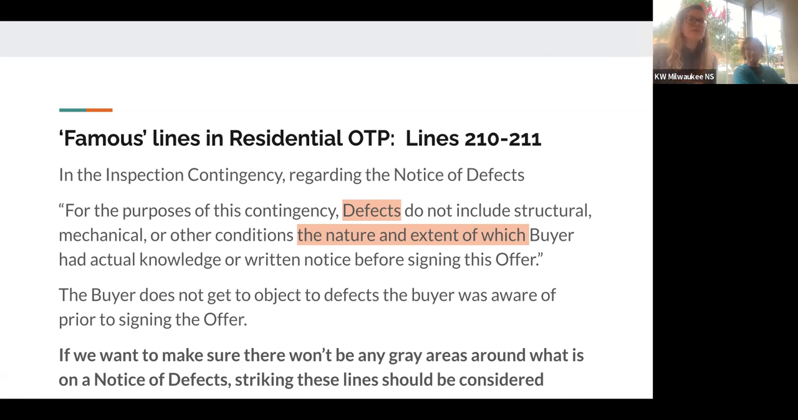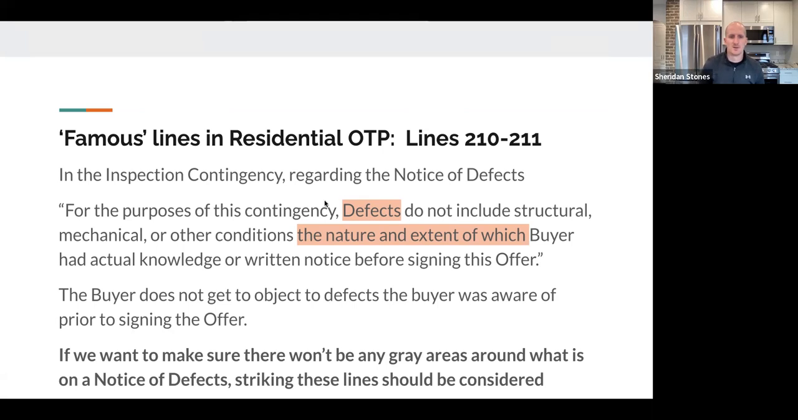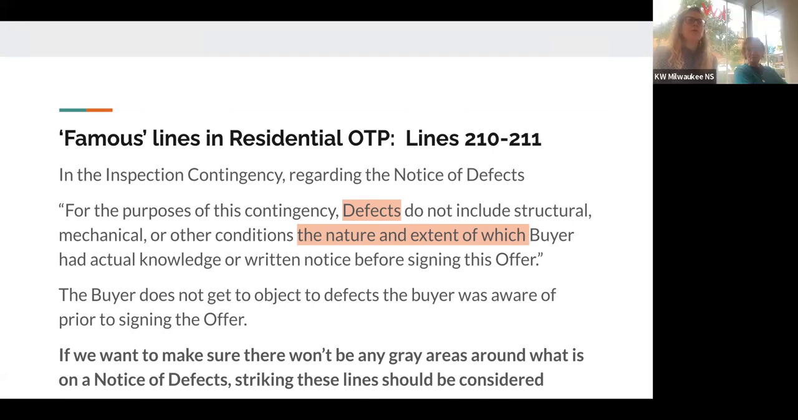So as a buyer's agent, I would always consider striking those lines to head off any potential issues down the road. As a quick rule of thumb, if there is something that your buyer's concerned about and you would like to add that, like the roof inspection, for example, you would probably almost always strike those then? Yes. Okay. So just more so to make sure that I have that tool in my tool basket to put it on a notice of defects.